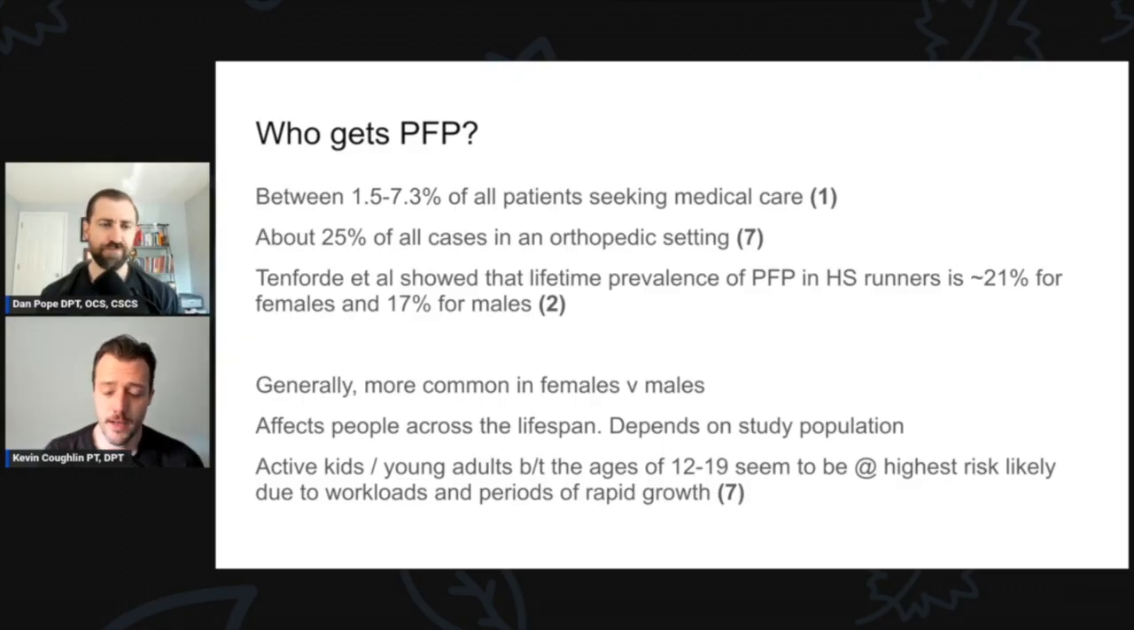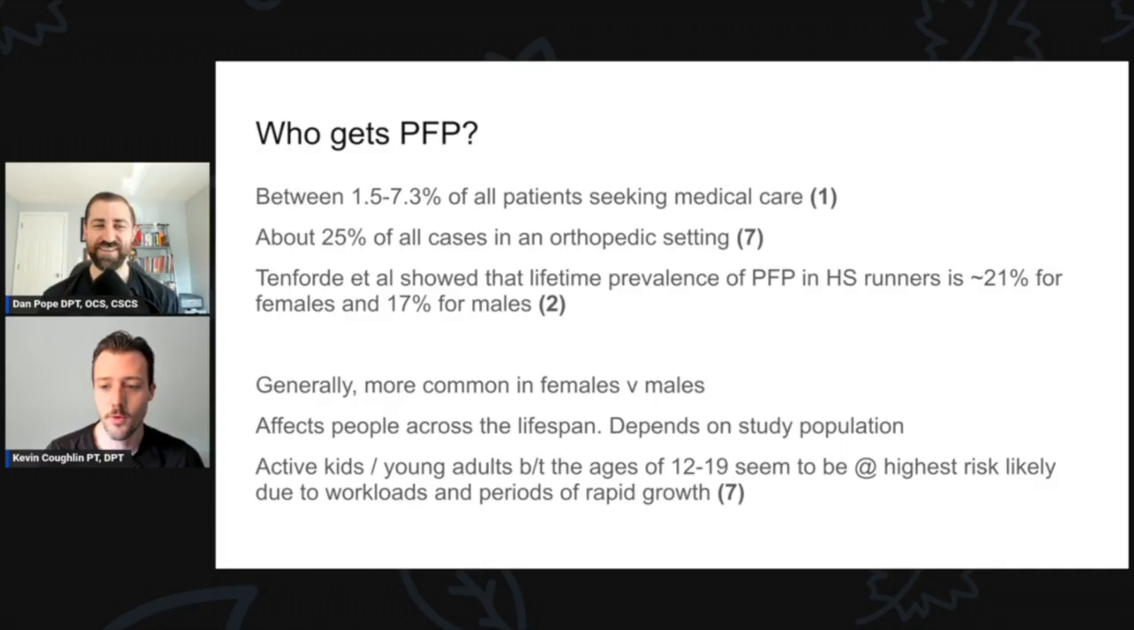All right. So getting into a little bit about who gets patellofemoral pain, like what types of patients are we seeing? How frequent are we going to be seeing it? So I thought this statistic was crazy. It said between 1.5 to 7.3% of all patients seeking medical care are seeking it for patellofemoral pain. So you think about our whole medical system and all the different things we see people for, and that's a pretty staggeringly high number. So this is a common thing. This is something you're definitely going to see. About 25% of all of the cases in an orthopedic setting may be surrounding patellofemoral pain. So that's about 1 in 4, that's wild. That is crazy. Yeah.